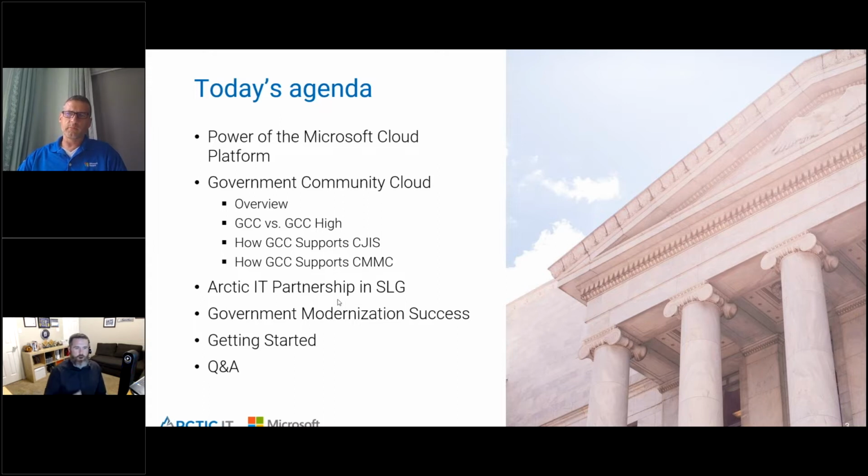And we'll highlight our partnership with Microsoft, both in state and local government as well as tribal government, and then some great examples of modernization success from some of our customers that have made good use of the government cloud to meet some of their goals. And then we'll talk through, if you're interested, how you can get started in your cloud or government cloud adventure with Microsoft, and have some time for Q&A at the end. So with that, let's go ahead and dive in.